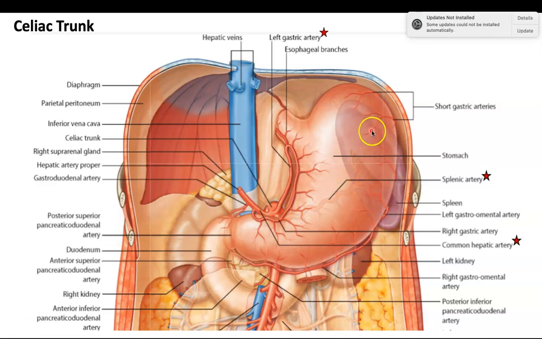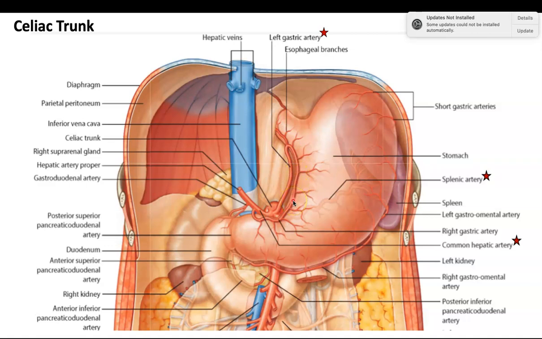You can see in the background here, on the posterior aspect of the stomach, the spleen. So the splenic artery provides blood supply to the spleen mainly, and it also provides some blood supply to the pancreas. And then the other two branches: the left gastric branch goes up towards the esophagus and provides some esophageal branches that supply the abdominal esophagus.